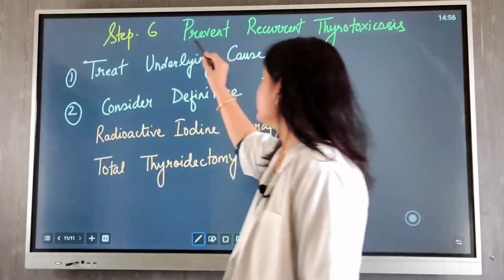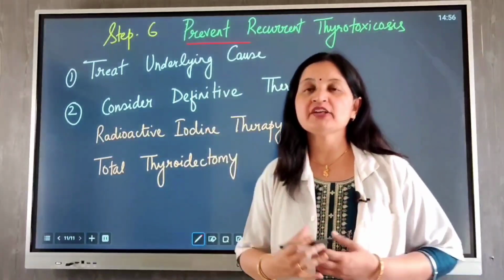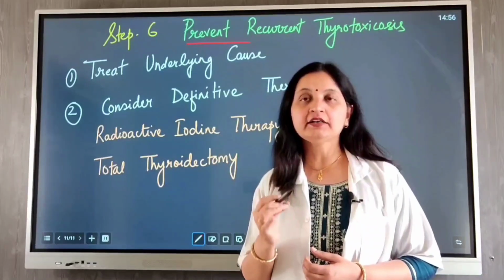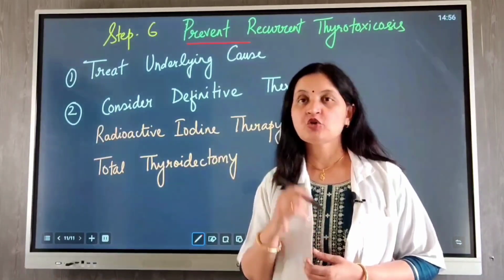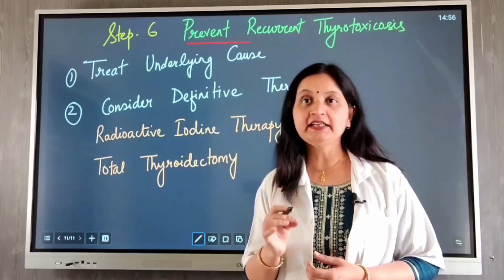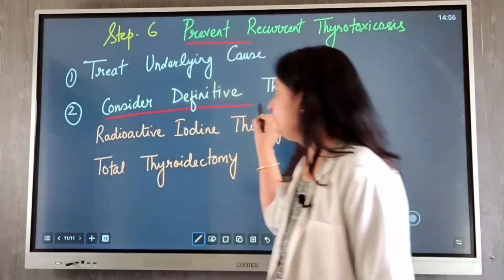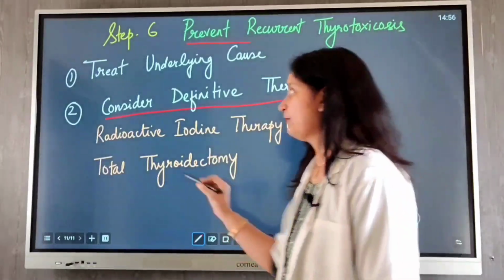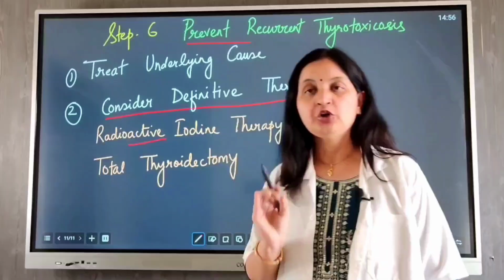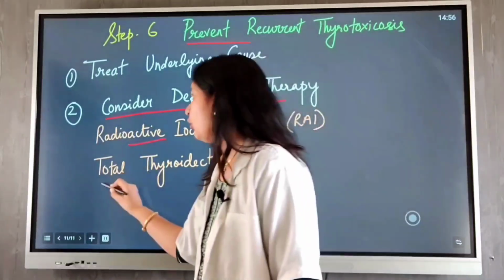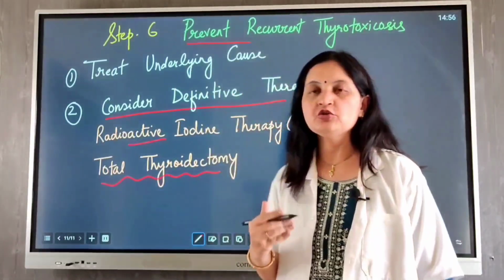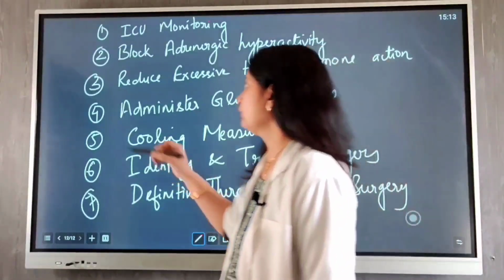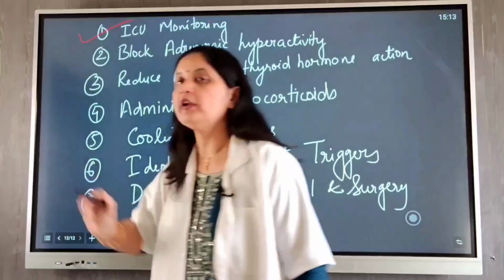Lastly, to prevent recurrence of thyrotoxicosis once the patient is stabilized, identifying the underlying triggers and treating the underlying cause is necessary. So, if infection is suspected, administer antibiotics. Consider definitive therapy once the patient is stabilized. Radioactive iodine therapy is used if the patient is not pregnant, and total thyroidectomy can also be used for the treatment of thyroid disease.